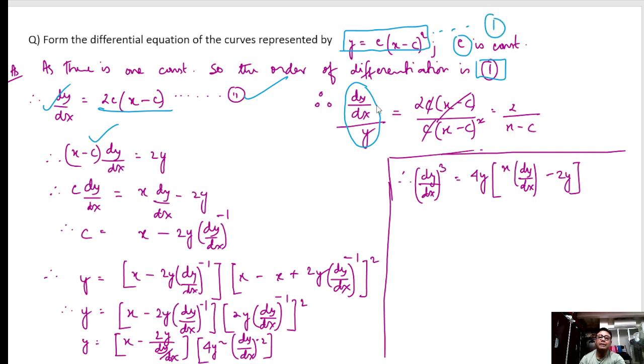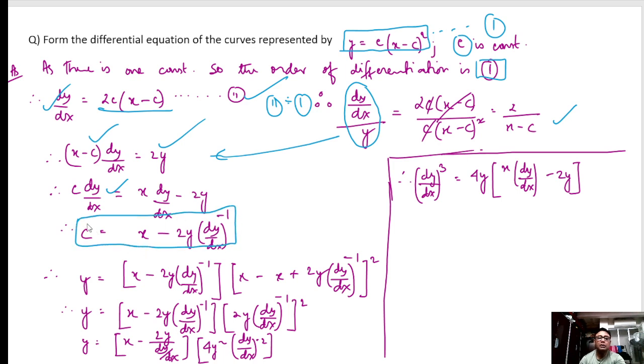So we are dividing 2 by 1. So we are getting this. So now from here we are getting this. So separated the c, as I told you that you have to separate the constant term and replace it in the original equation in place of c. Now I will put this value.